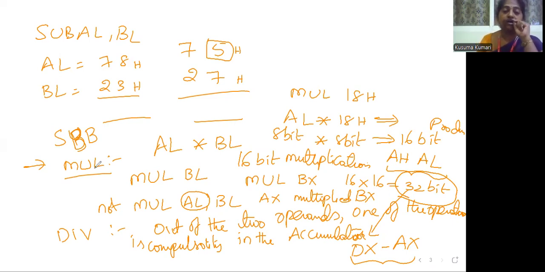So in multiplication, we only need to give the second operand. The first operand is by default from the accumulator contents. And IMUL is purely for signed number multiplications. The concept is the same, but it is for signed bit operations.